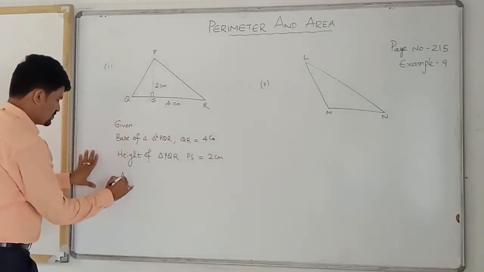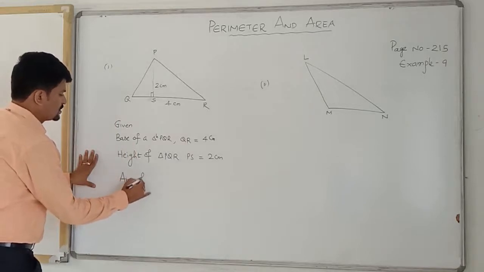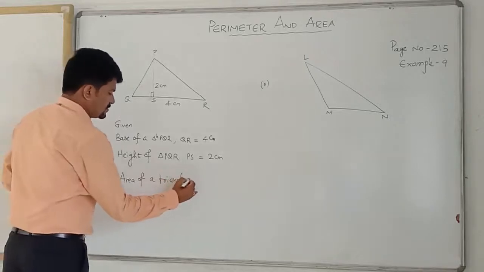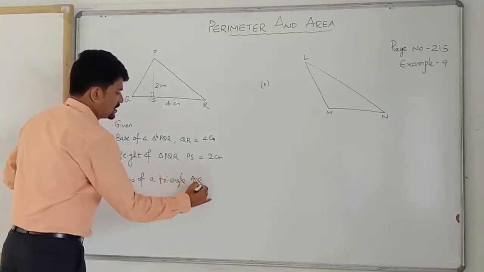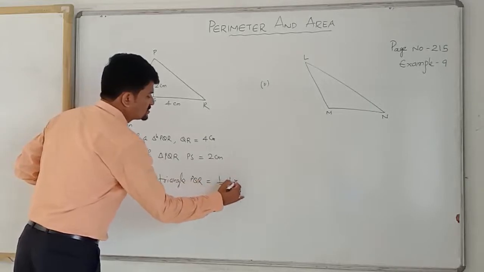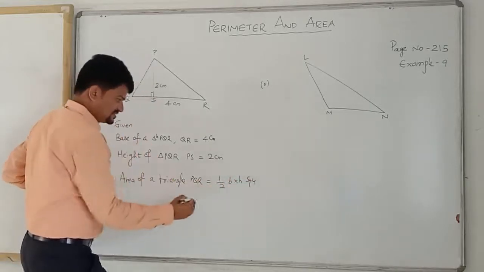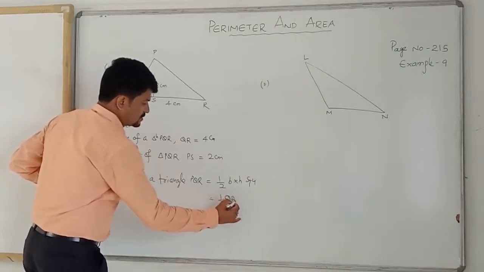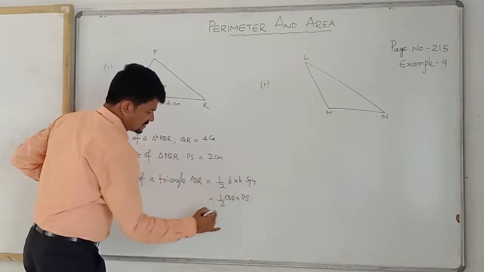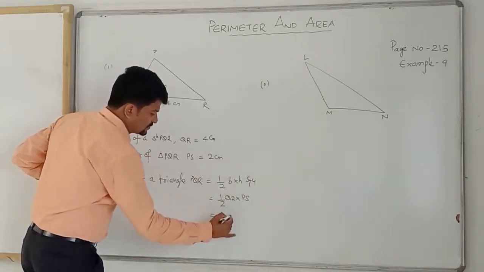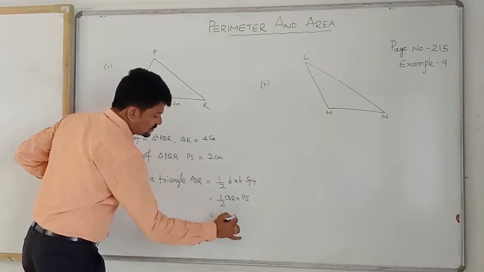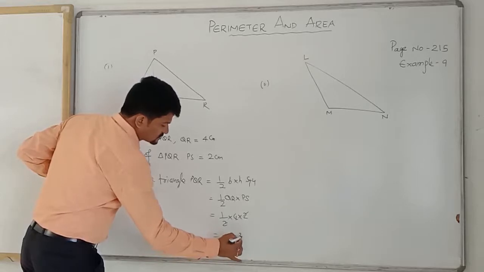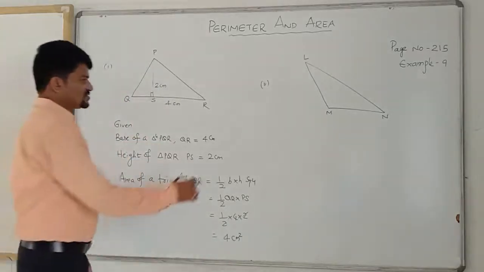Now, area of triangle PQR is equal to half base into height square units. That implies half base means QR, height means PS. That implies half into 4 into 2, that implies 4 square centimeters. This is the area of this triangle, directly given.